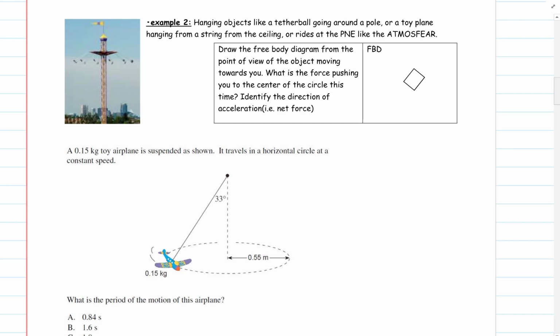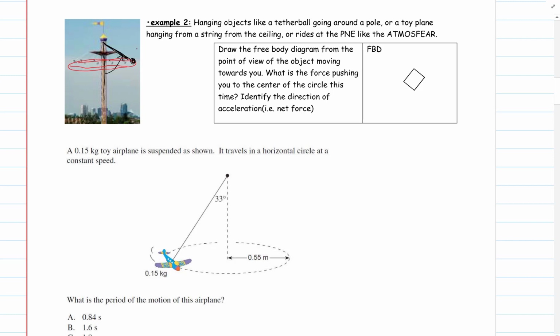Example number 2. Hanging objects, like a tether ball going around a pole, or a toy plane hanging from a string from the ceiling, or rides like the Atmosfear. Here's the Atmosfear at Playland, at the PNE. And what we have here is a line, the poor sucker up here, and we have the angle, and it's going around in a circle. Now, we're looking at it from the edge, so we can't see it, but it's going behind and then coming out front, and it's doing the old circle there.